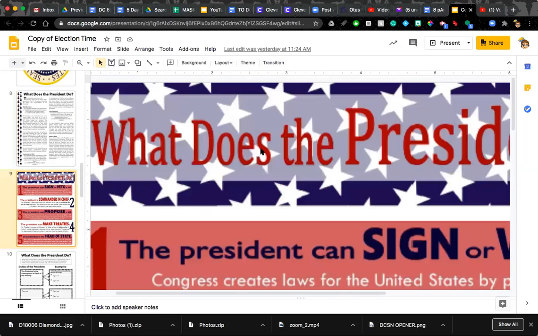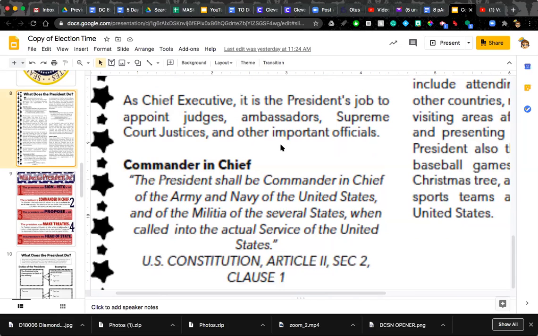So that's one part of his jobs. The commander-in-chief. The president shall be, so he's the chief executive. He is also the commander-in-chief, which means he's the commander-in-chief of the Army and Navy of the United States and of the militia of the several states when called into the actual service of the United States. That's in the Constitution, Article 2, Section 2, Clause 1.